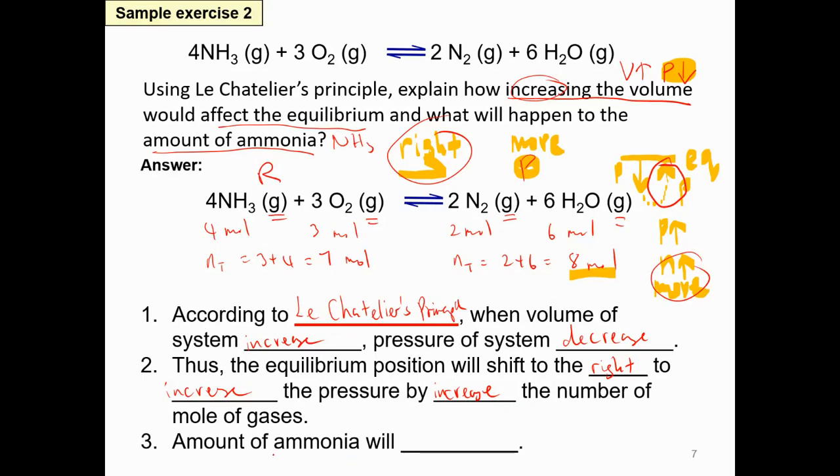So what happened to ammonia? Ammonia is on the left hand side, but now the equilibrium shifts to the right. So the reactant will reduce or decrease.